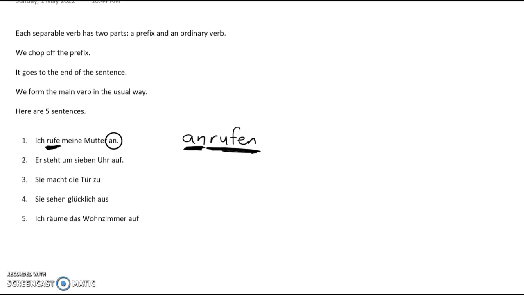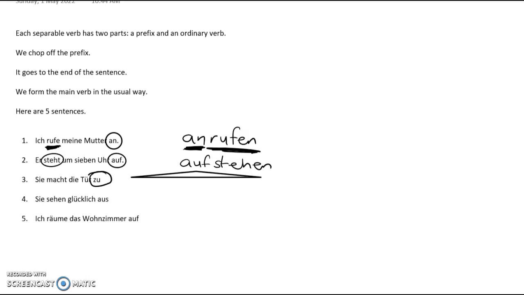The next one, er steht 7 Uhr auf. Here's the main verb, and here's the chopped off prefix. So this comes from the verb aufstehen, which means to get up. And when we learn these verbs, we learn them in the infinitive form, right? So we learn them written all as one word. So aufstehen.